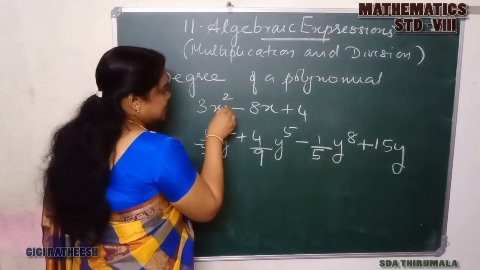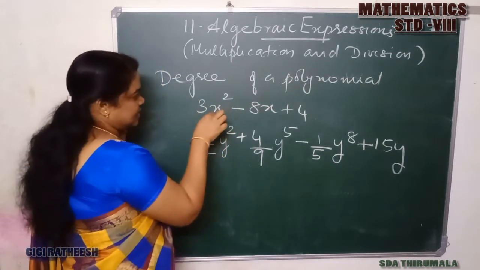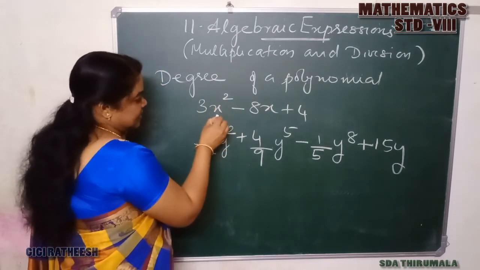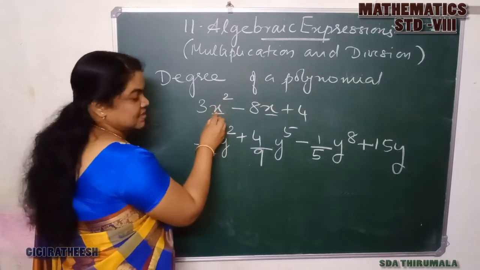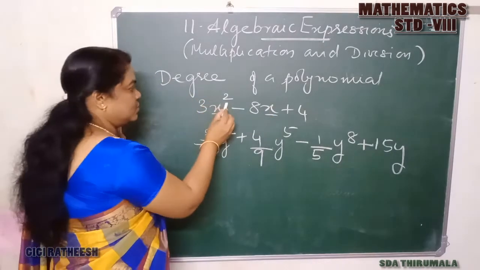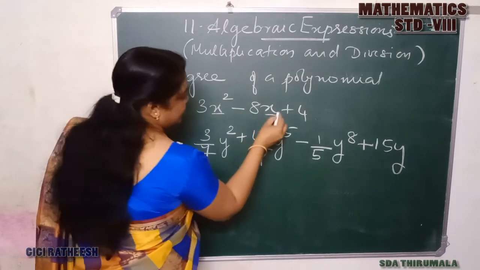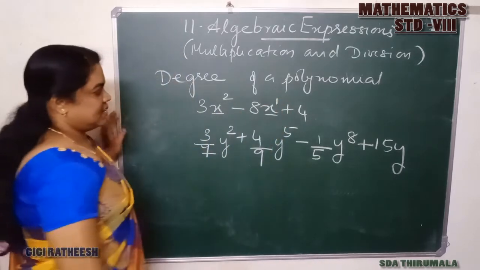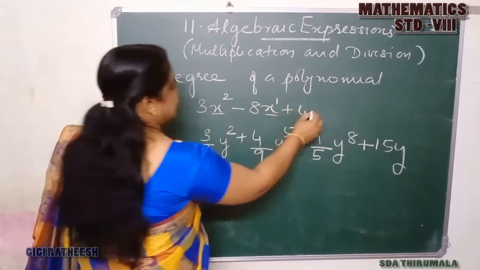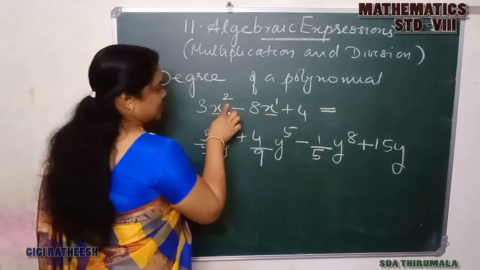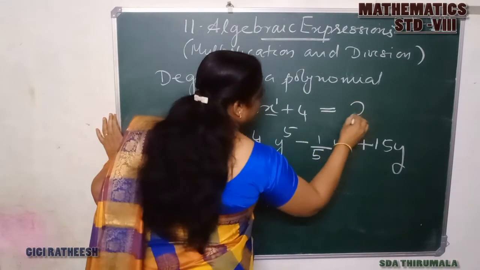What is the degree of the polynomial? Here the variable is x, and the power of x is 2 in the first term and 1 in the second. So we can say that the highest power is 2 and the degree of this polynomial is 2.